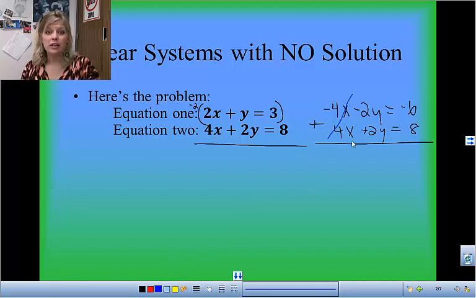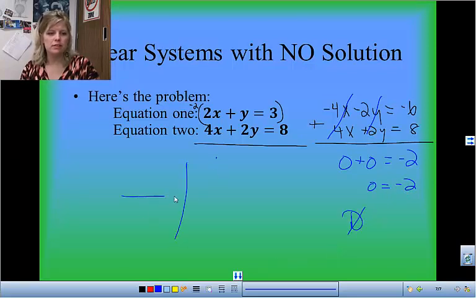Yeah, look at your x's, 0. Look at your y's, 0. What did this come to? Negative 2. Well, what's 0 plus 0? Is that a true solution? No. So that is no solution. If you were to graph these, you would get parallel lines. Do they intersect? Nope. So that's no solution.